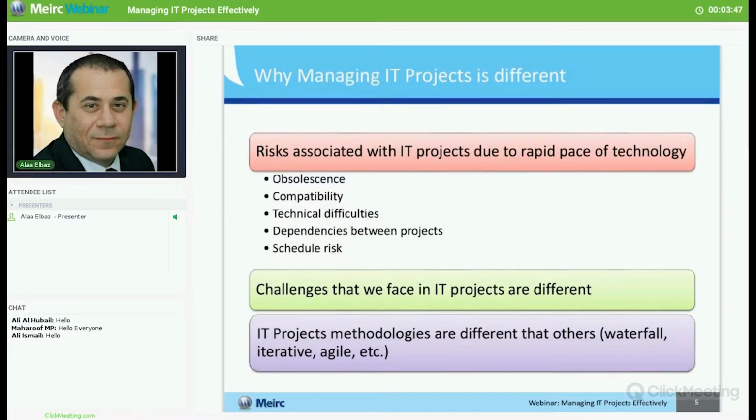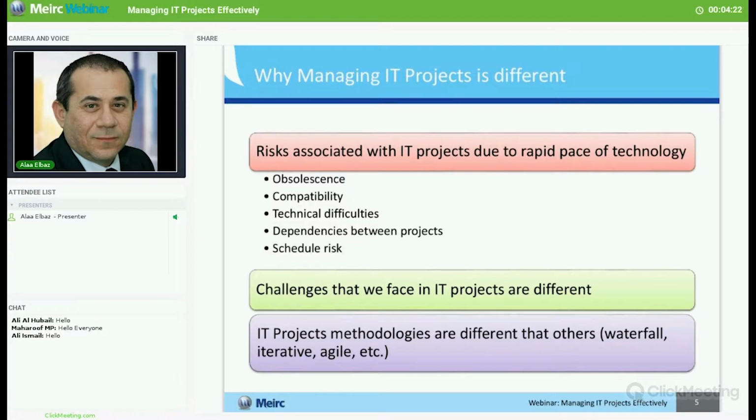The reason for this uniqueness is that the risks associated with IT projects are different than the risks that we see in other industries. One of the major challenges, and the risks that we actually run into, is obsolescence: IT keeps evolving and the old technology becomes obsolete very quickly. So a lot of the time, if the project is a long project, by the time we are finishing the project, it is already obsolete.